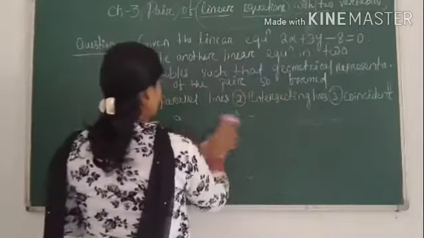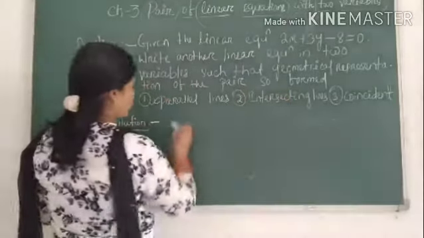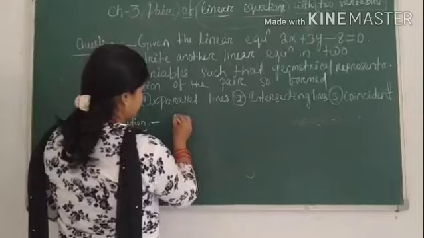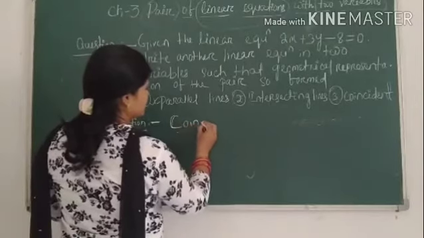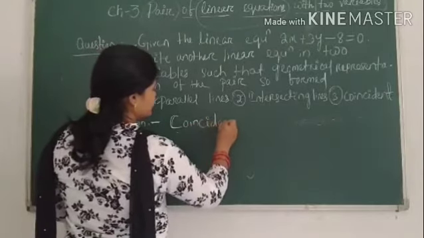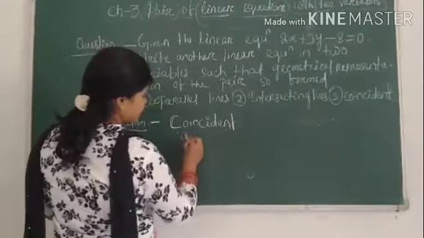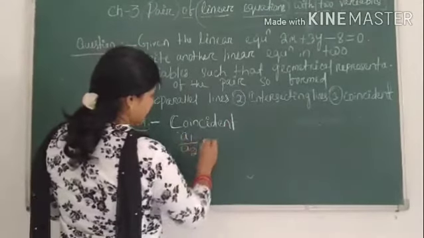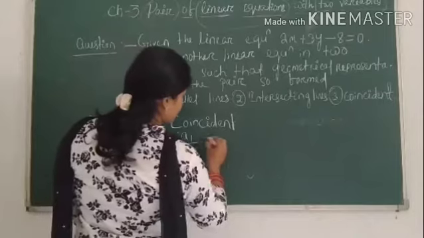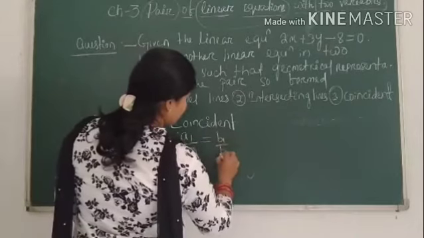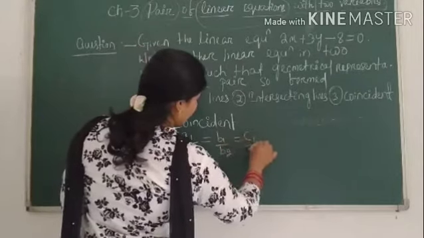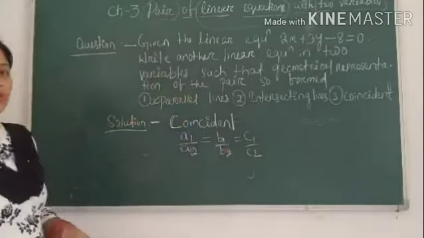And what is your third condition? Third is your coincident. Coincident means condition is a1 by a2 should be equal to b1 by b2 and should be equal to c1 by c2. So it is very easy.